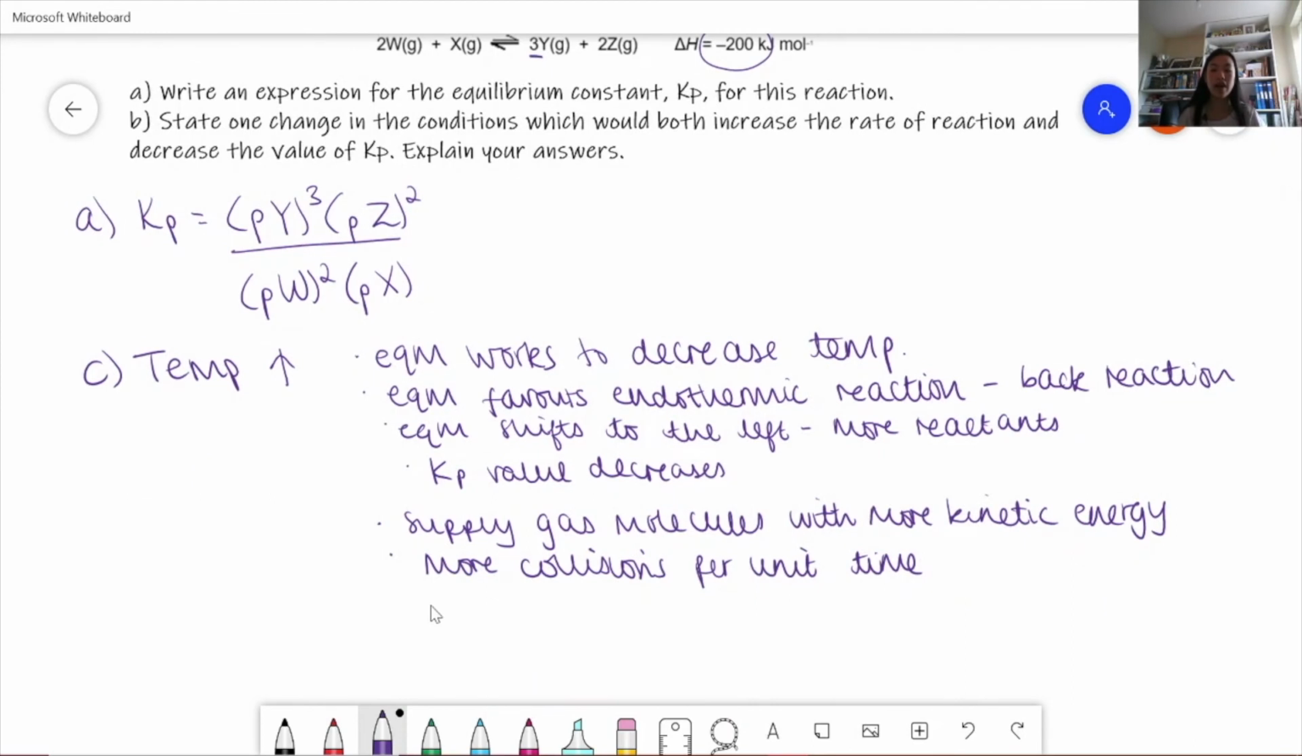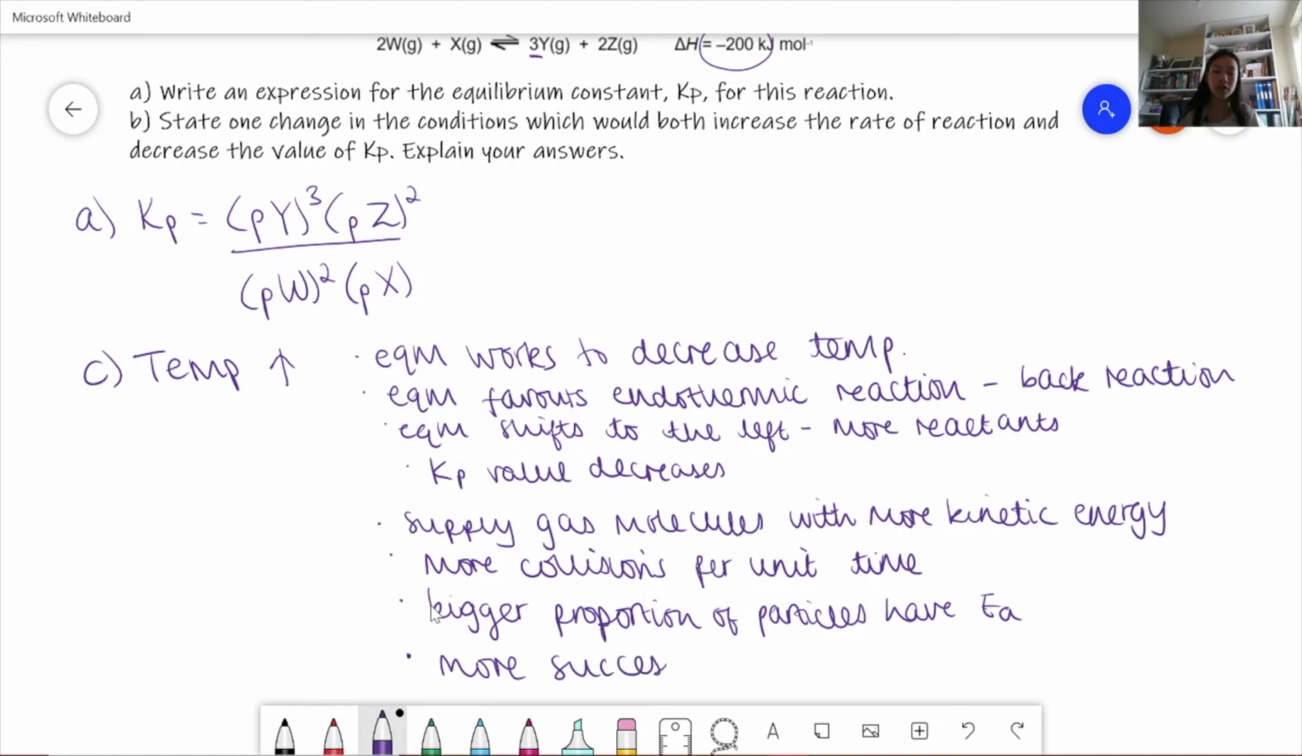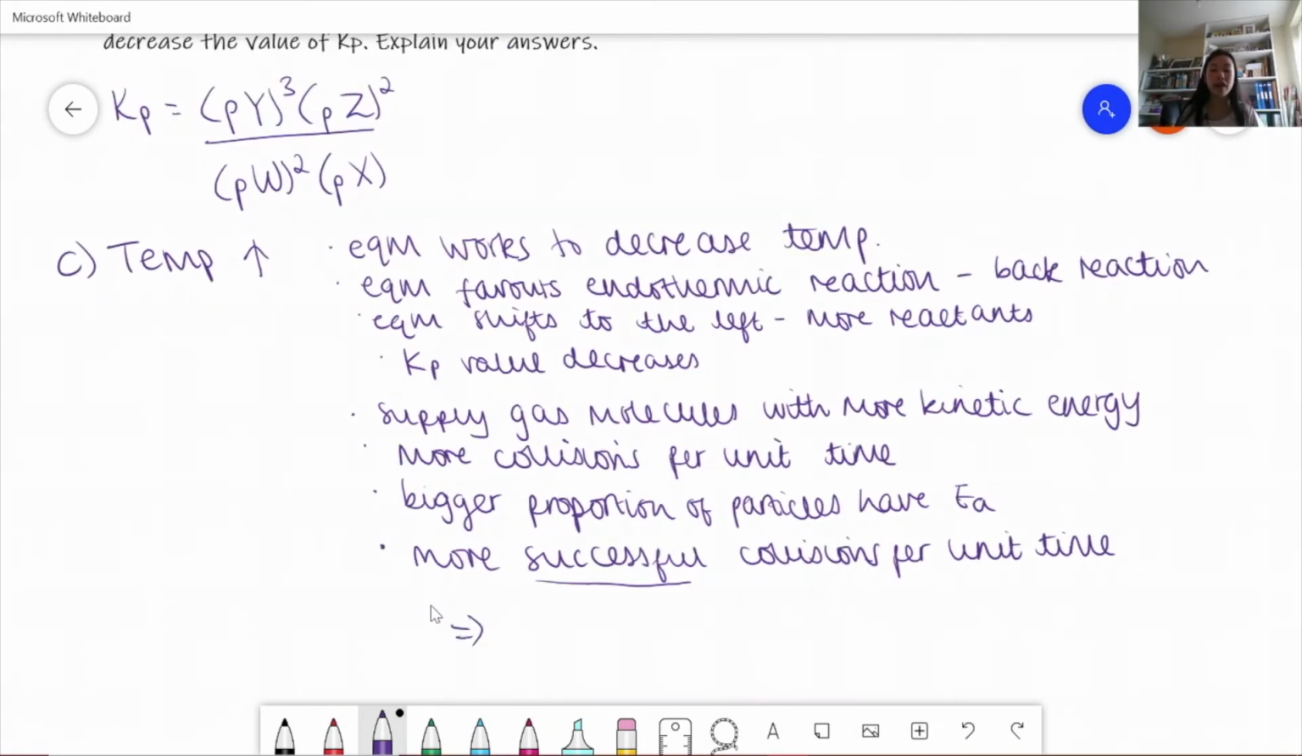And this also means that more of the particles, a bigger proportion of the particles, will have the activation energy needed for a successful collision, so to react. So a bigger proportion of particles have the activation energy, or an energy bigger than the activation energy, so they can successfully react. And so we have more successful collisions per unit time. And so overall, that means that we have a higher rate of reaction.